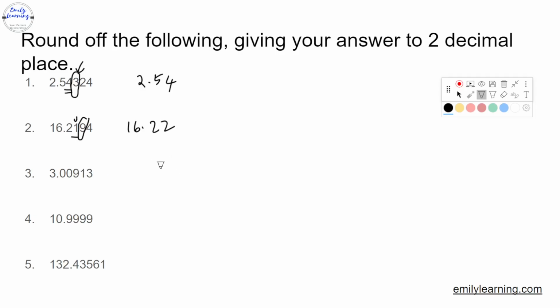Next, I have 3.00913, and I want to round it off to two decimal places. So I'll check the third decimal place, and it is greater than 5. So I'll increase this number here by 1. So it becomes 3.01 when I round it off to two decimal places.